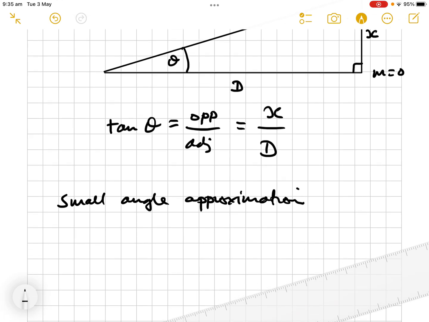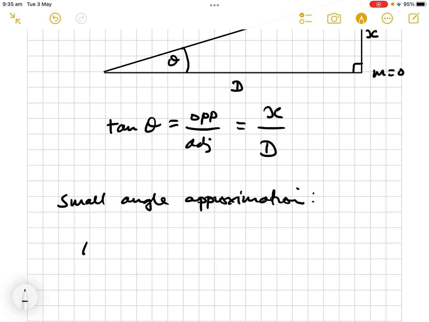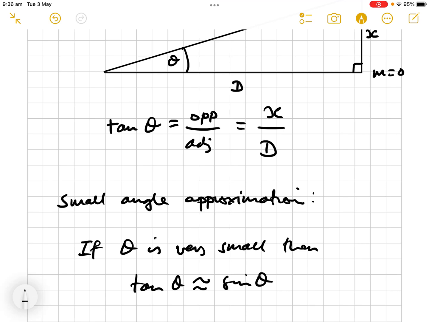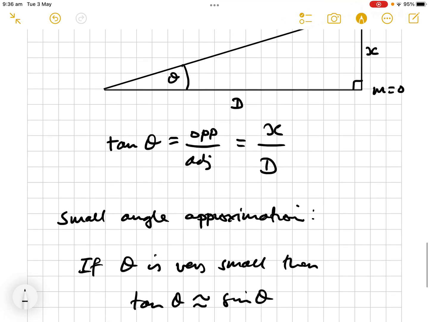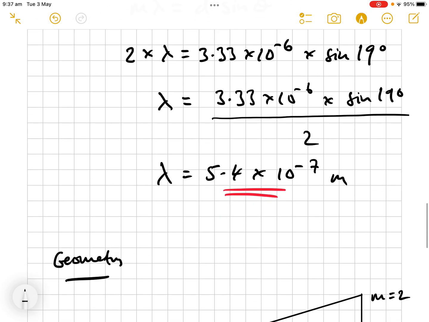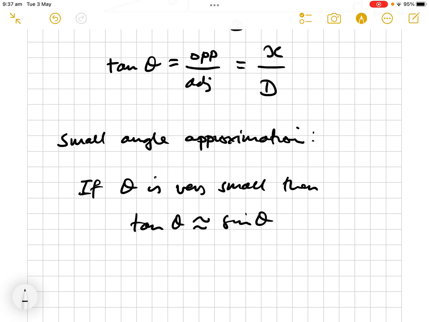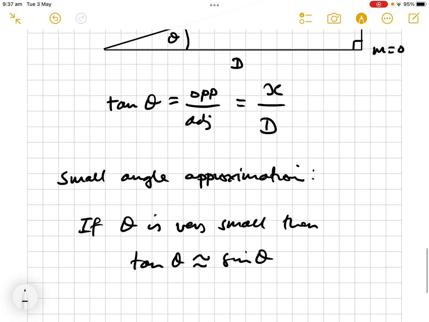Obviously tan theta is not in our equation, but the small angle approximation tells us that if theta is very small, then tan theta is approximately the same as sine theta. And that can be quite useful when we're looking for sine theta, because it's in our equation. So that can be quite a useful little bit of geometry which you can use when working on these problems.